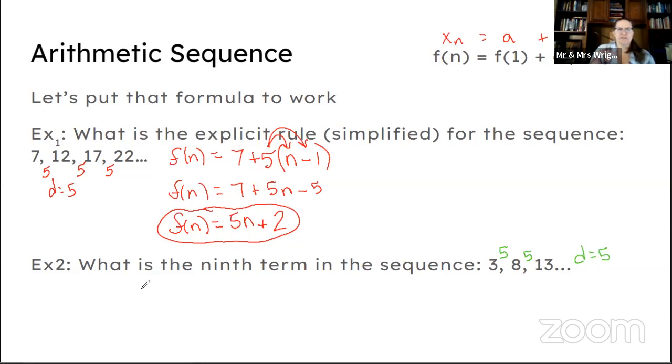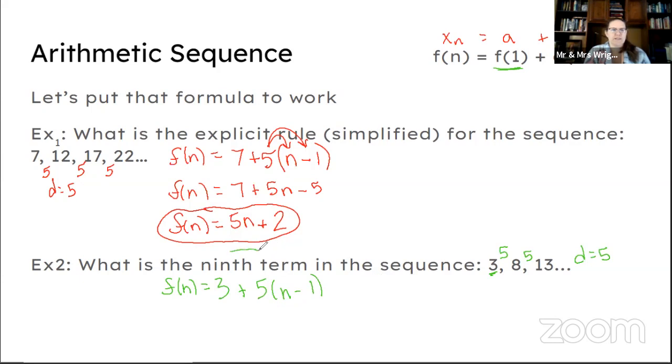All right, well, this looks like it's going on pretty well. Now, I know how to find the explicit formula here. I'm going to keep my f of n, and I'm going to look for my first term. My first term is 3 plus d, which I know is 5 times n minus 1. Okay, so that's my explicit formula. I'm not going to simplify it because it's not asking me for the formula, so I can actually keep it in this format right here.